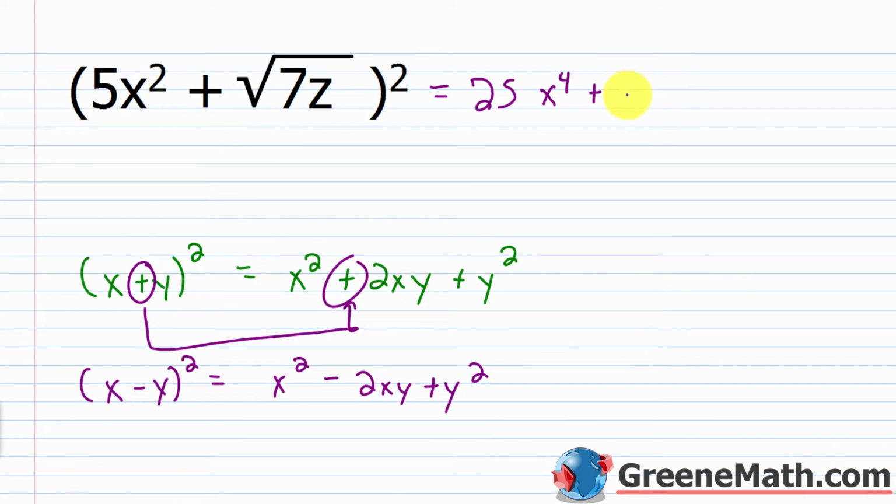Let me just go ahead and write that. So 10 times x squared times this guy, the square root of 7z. And then the last thing I want to do is put plus this guy squared. So if I square the square root of something, I just get the radicand back, right? If I square the square root of 7z, I'm just going to get 7z. Now looking at this, there's nothing I can combine here. So my simplified answer would be 25x to the 4th power plus 10x squared times the square root of 7z plus 7z.